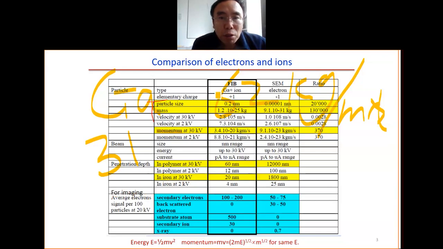So we can use both electron beam and ion beam for imaging purpose. For the imaging purpose, we care about the yield of the secondary electrons. 100 ions can produce 100 to 200 secondary electrons compared to 50 to 70 for the electron beam. So as a result, for the same beam current, the ion image will be stronger than the electron image. There will be no backscattered electrons for the case of ion beam, but it can sputter away 500 atoms on average. So this is called a sputtering yield.